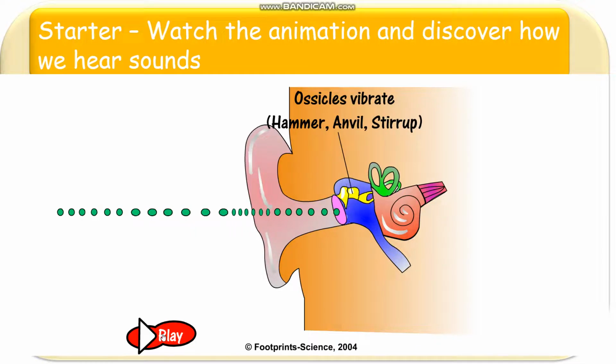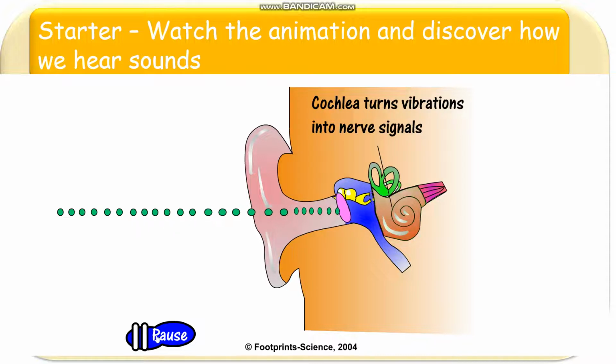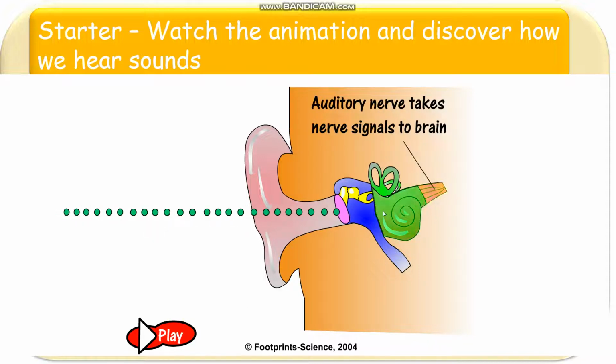Now, those vibrations are very small, so a series of 3 bones called the ossicles, commonly known as the hammer, anvil and stirrup, help to magnify that sound. So once the sound is magnified, the ossicles strike something called the cochlea. Now it's a snail-like structure. It's not a snail, it's just snail-like because of its kind of shape. And it's filled with a liquid. So once those ossicles vibrate against the cochlea, it causes the liquid inside to start to vibrate as well.